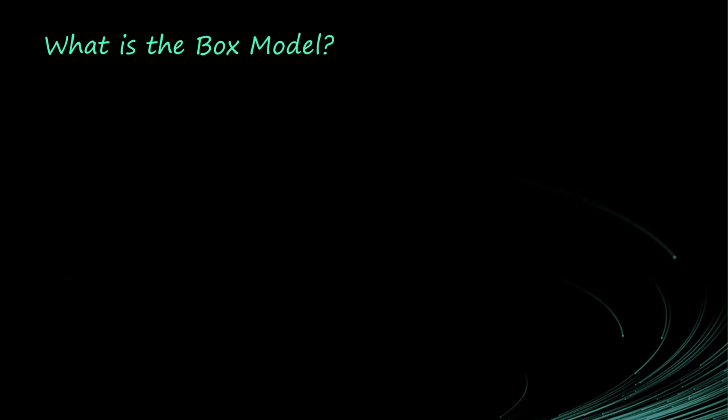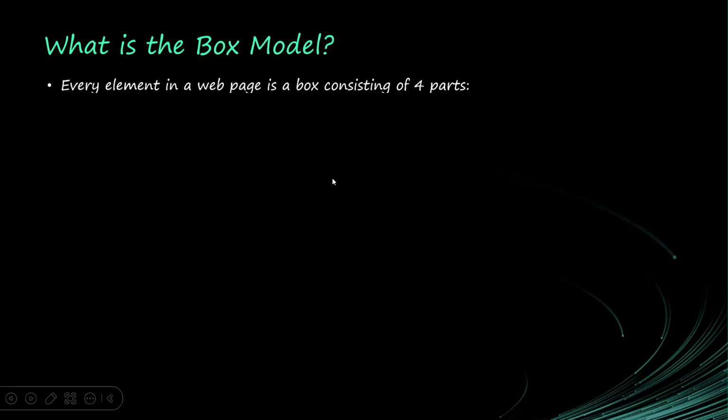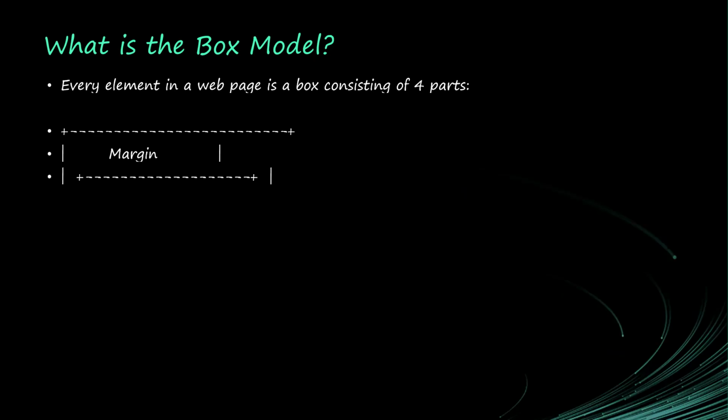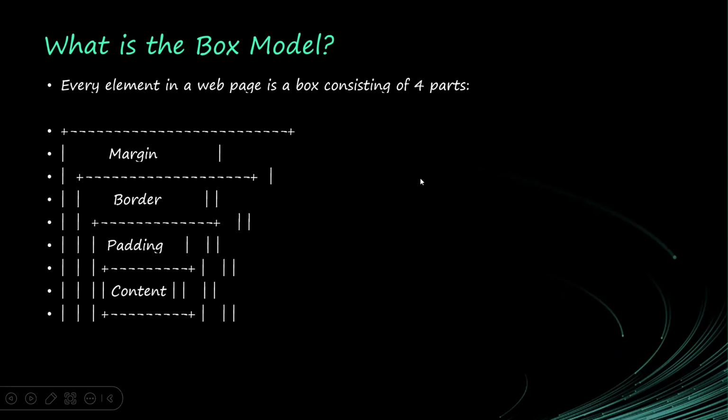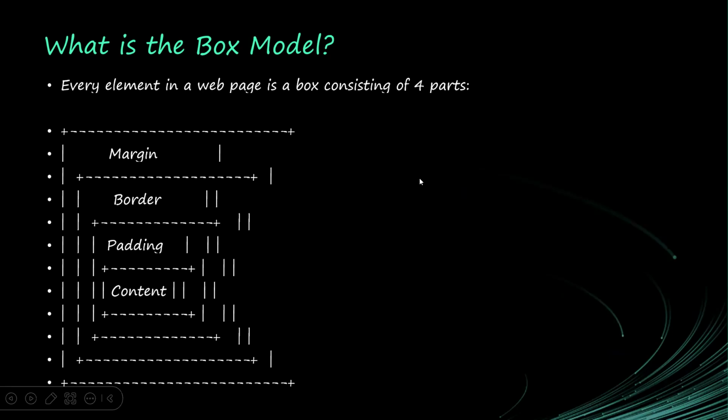So what is the box model? Every element in a web page is a box consisting of four parts. I just showed you them now. This is how it looks. The content is in the center. Above the content is the padding. The padding is between the content and the border, and the border is between the padding and the margin. So this is how it looks.